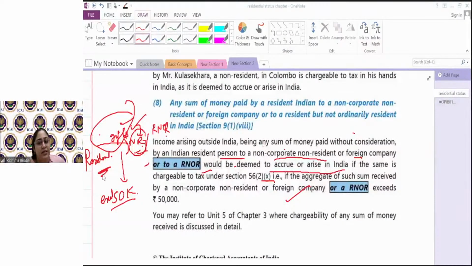If the income arises outside India and received in India by RNOR, will it be taxable? Yes, Sanjana, because received in India है ना. Received है तो already taxable होगा. अभी we'll do the questions.